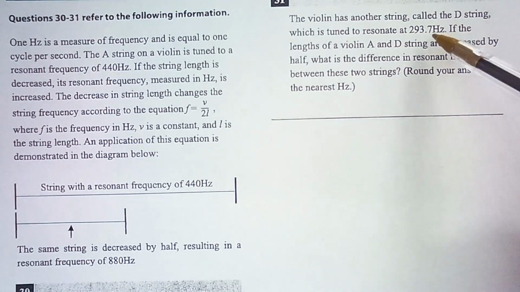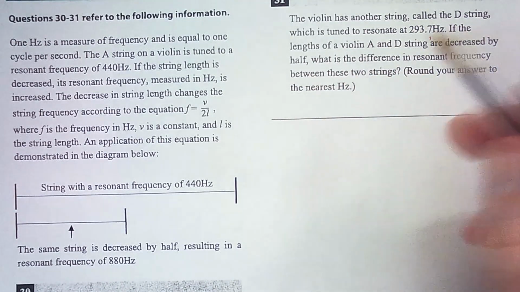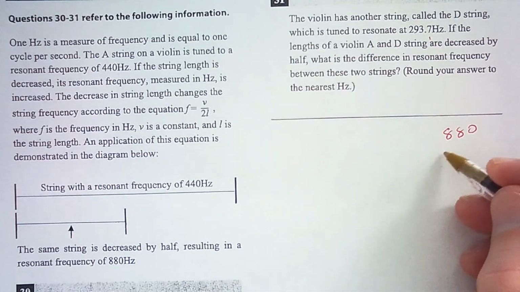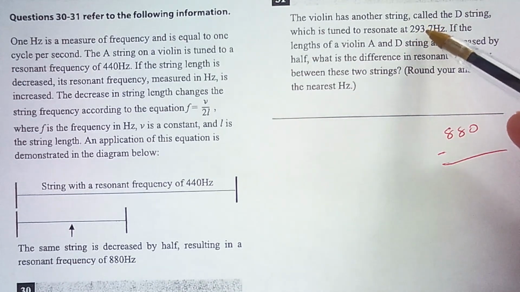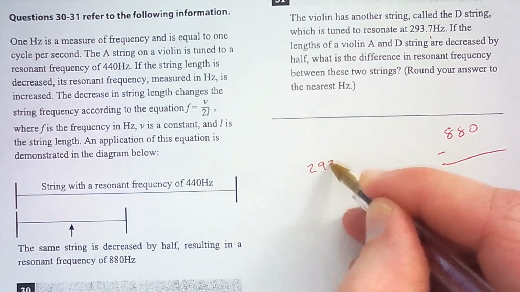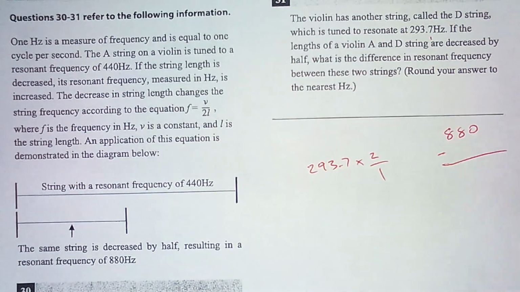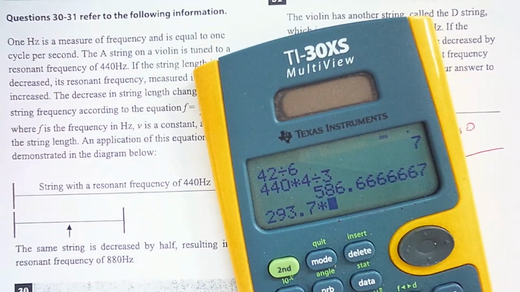The violin has another string called the D string. It is tuned to resonate at this number of hertz. If the lengths of the violin A and D strings are decreased by half, what is the difference? I know that the violin A string cut in half gives me 880 hertz, minus how many hertz if I cut this D string in half. That takes the 293.7 and multiplies it by the reciprocal of 1/2, which is 2 over 1.